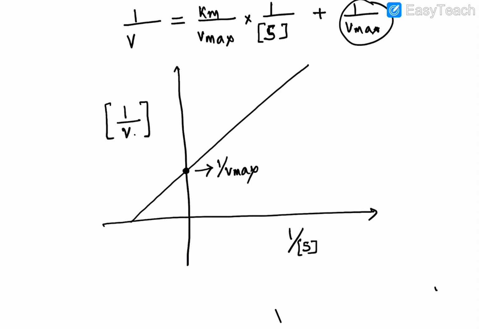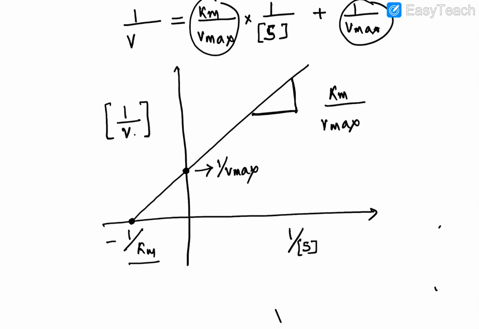and we can find 1 by Km as the point at which this line intercepts the x-axis, because Km is actually a substrate concentration. So Km will lie on the x-axis. This is minus 1 by Km. And the slope of this line is what gives us Km by Vmax. So plotting the various parts of the equation, Vmax, Km, substrate concentration, like this is easier, and the computation becomes much easier to do.